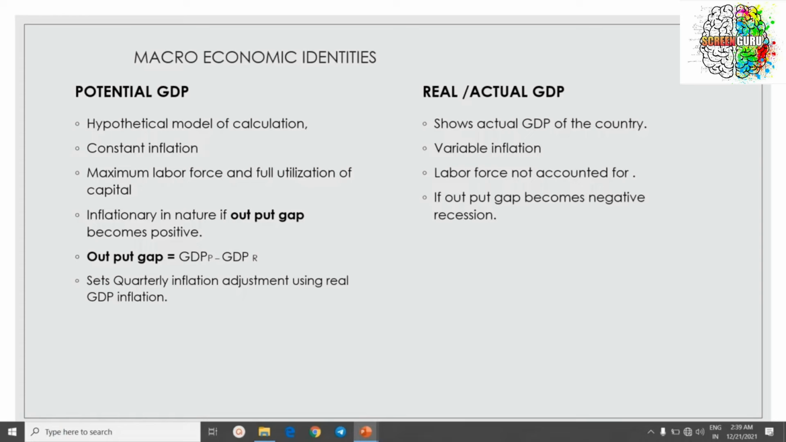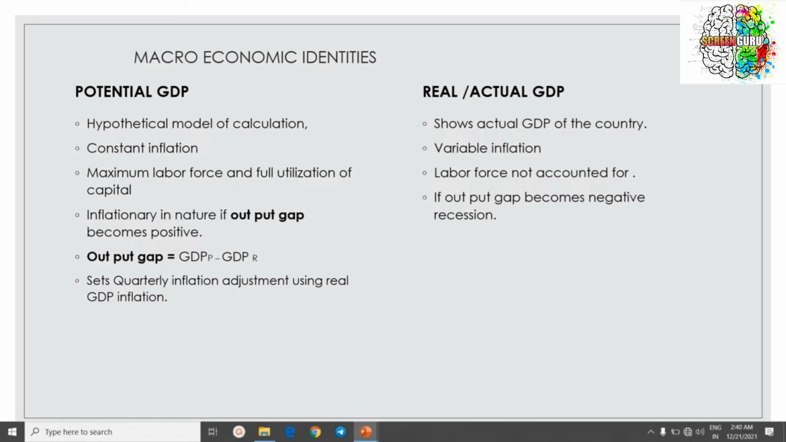For our understanding, we will consider real GDP and actual GDP as being the same. So it is the actual GDP of the country, whereas potential GDP is a hypothetical model of GDP estimation, where we consider the economy is going at its full potential, which means all the labor force in the country is participating, everyone is employed, and all the capital is being utilized to the fullest, there are no strikes, there are no lockdowns, everyone is participating, and we have to consider that there is a constant inflation.